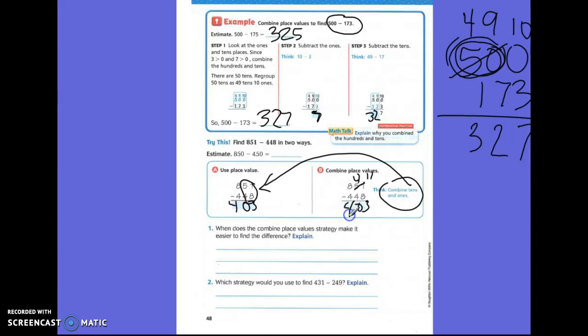They're both the same answer. Because they're the same problem. We just worked it out differently. 851 minus 448. We combined the tens and the ones here, and we just subtracted regular here. But we can still get the same answer. So you can choose whichever way is easiest for you. If it's easiest for you to just subtract like this, regular, that's fine. If it's easier for you to combine, then you can combine.